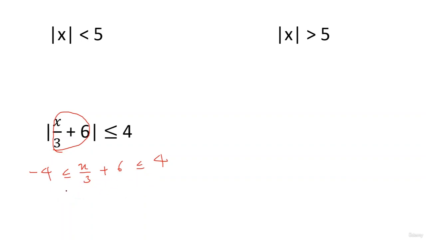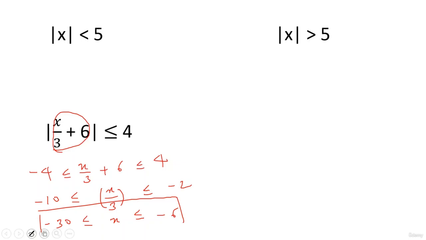First we subtract 6 from both sides. -4 minus 6 is -10, less than equal to x by 3 plus 6 minus 6. 6 cancel हो जाएगा. x by 3 less than equal to 4 minus 6 is -2. Now x by 3 का value मिल गया, हमें x चाहिए. So multiplying throughout by 3. -10 into 3 is -30, less than equal to x, less than equal to -2 into 3 is -6. So here x will lie between -30 to -6.